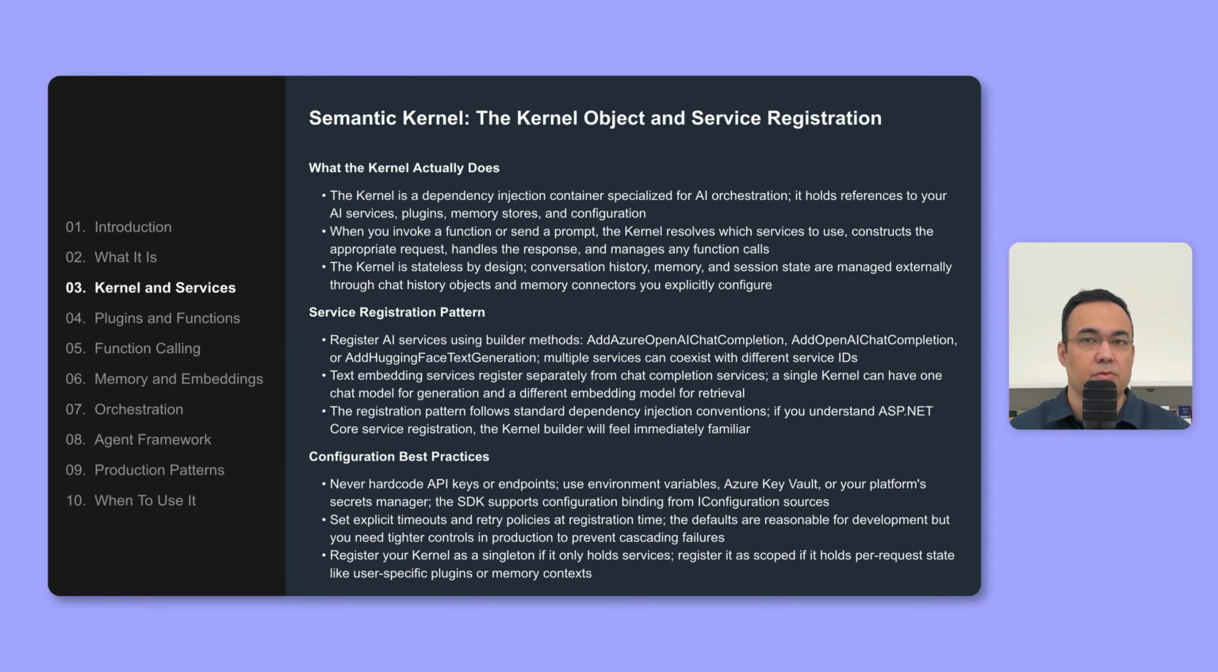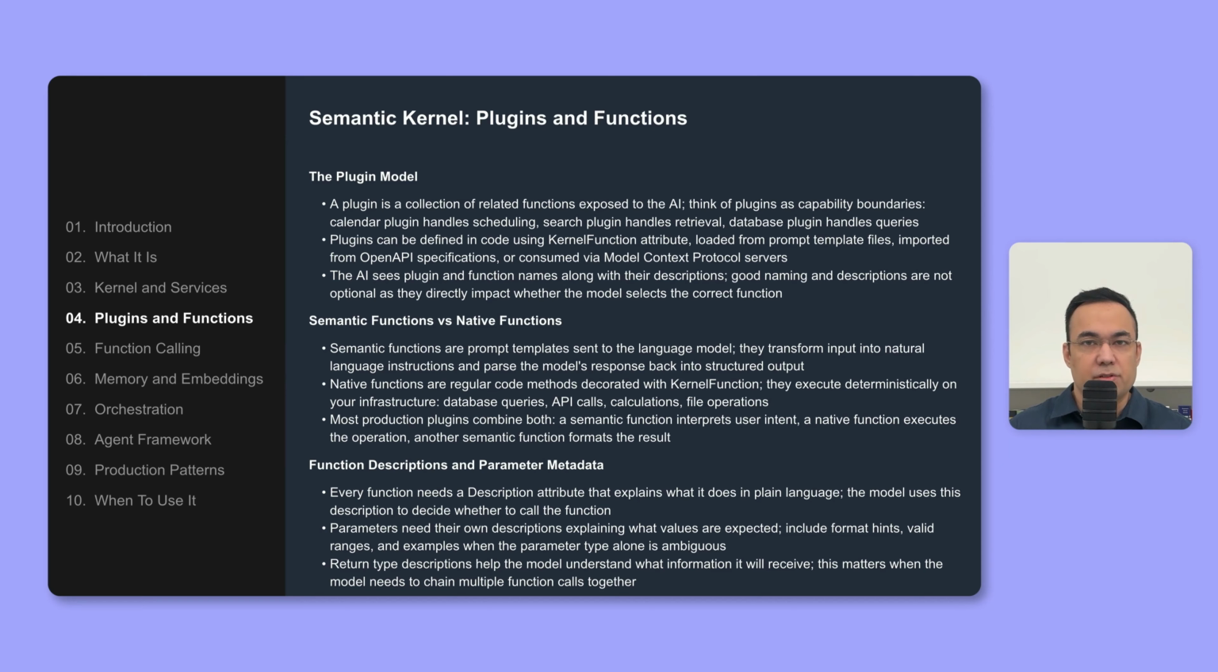Now that we understand what the kernel is and what it does, let's talk about what it orchestrates, which are plugins and functions. Let's talk about plugins and functions, which are the core building blocks that give you AI capabilities in your codebase. A plugin is a collection of related functions that you expose to the AI. Think of plugins as capability boundaries. A calendar plugin can handle scheduling, a search plugin would be responsible for retrieval, a database plugin will handle queries. Each plugin groups related functions together.